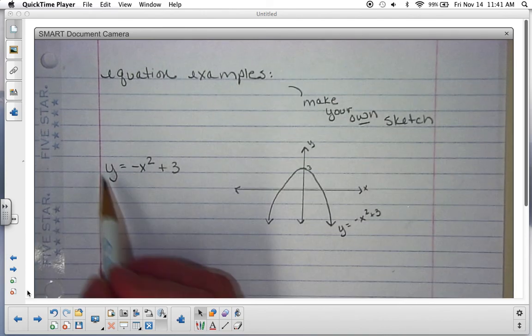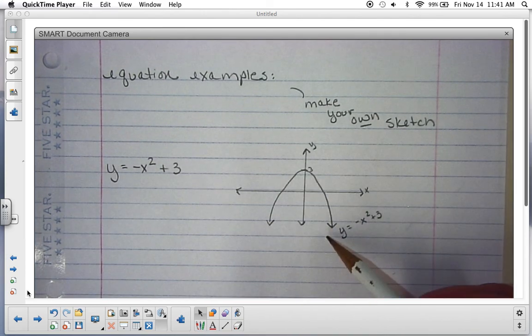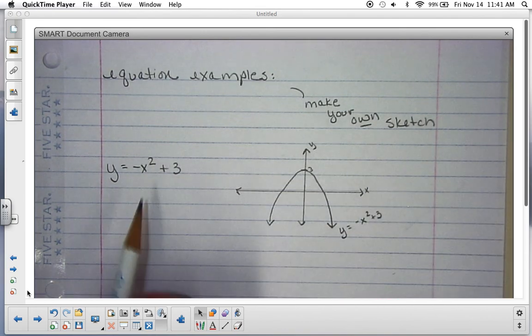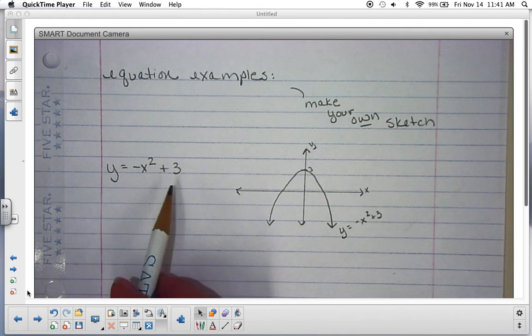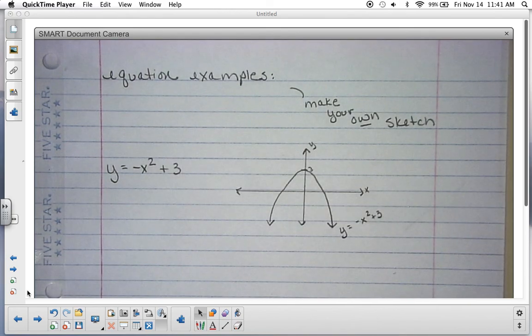Here I've given you an example of a parabola. I'm assuming most of you would throw it right into the graphing calculator and get a little sketch. It doesn't have to be perfect on graph paper. Of course, it's the frown because of the negative here. It crosses at 3, so I just made a real generic sketch. And then let's go through our process.